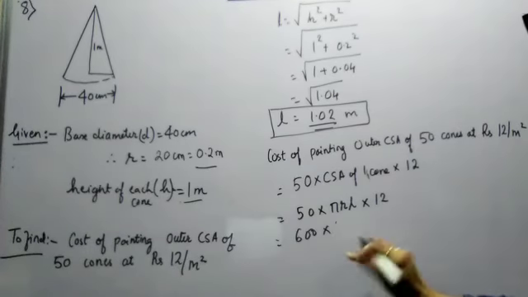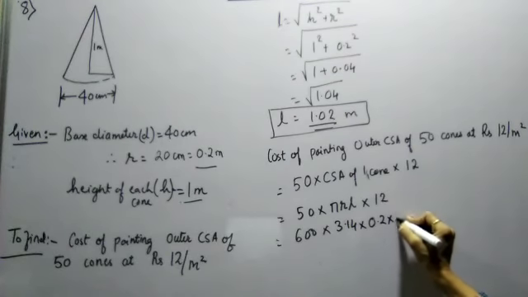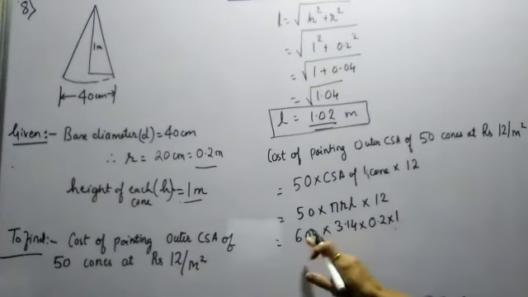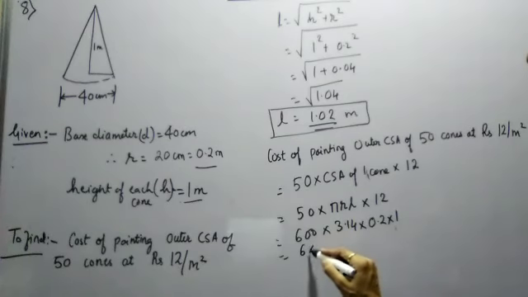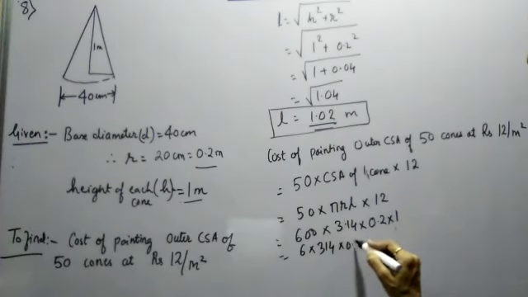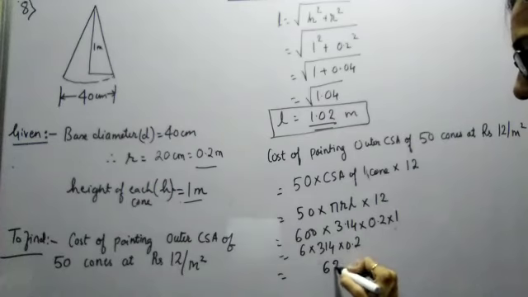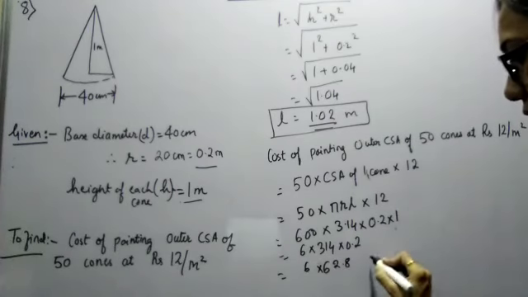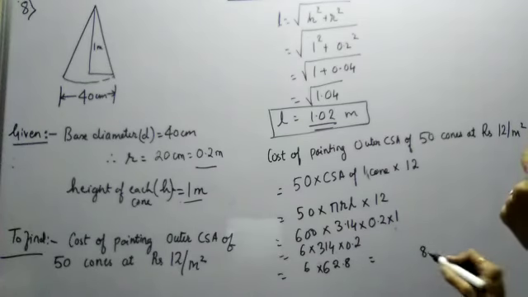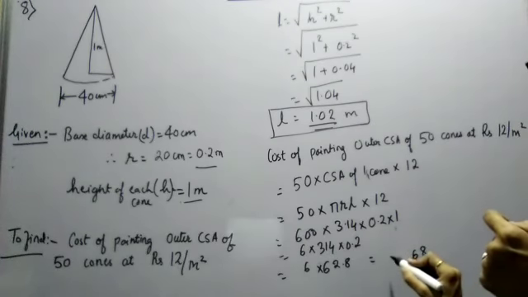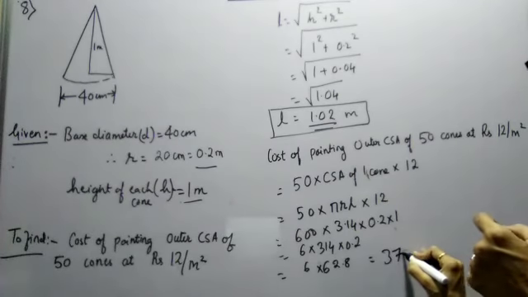Sorry, value of pi is given as 3.14, so we are going to take that only. Into radius 0.2, L is 1.02, and this multiplication we have already written. So it's going to be 6 into 314 into 0.2 into 1.02. So we have to multiply this. This will be 62.8 into 6. So 6 8s are 48, 6 2s are 12, 13, 14, 16, 6 6s are 36, 37. So its answer is going to be 372.8.